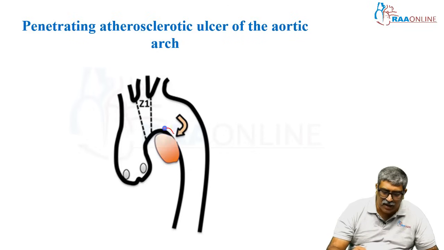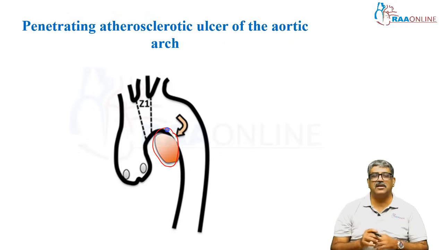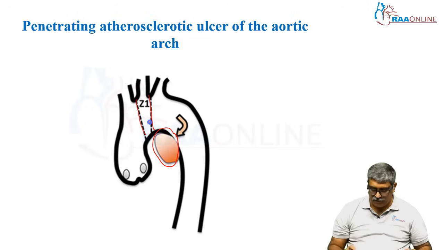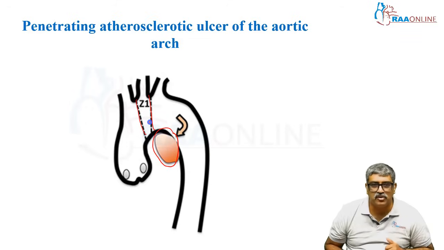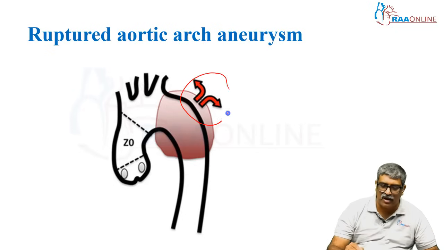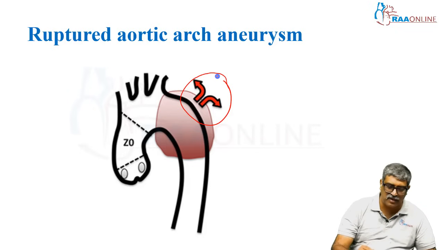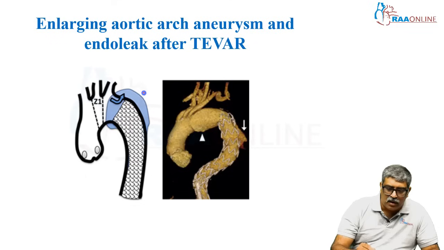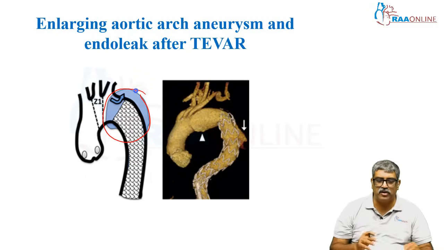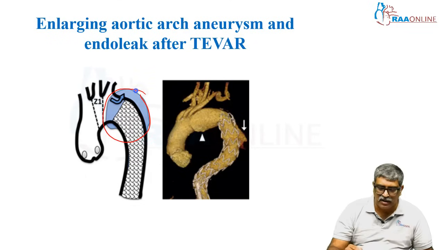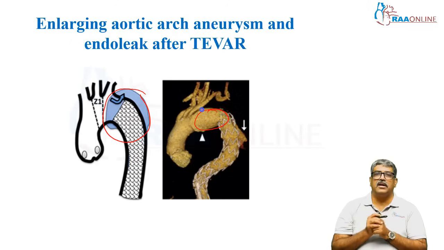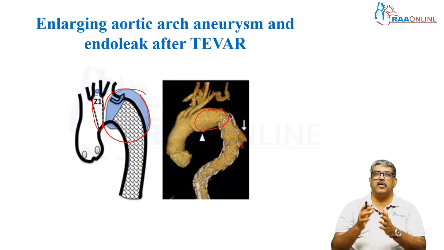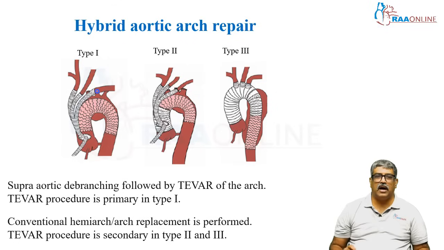And if we have a penetrating posterior ulcer in the aortic arch, the landing zone will be between the innominate and the left common carotid artery, that is zone 1. A ruptured aortic aneurysm, always in ruptured aortic aneurysm, the landing zone will be between the ascending aorta and the innominate artery. And there is an enlarged aortic aneurysm following an endoleak after TEVAR. Here you can see the aneurysm enlarging after an endoleak. Here the landing zone will be zone 1, that is between the innominate and the common carotid artery.